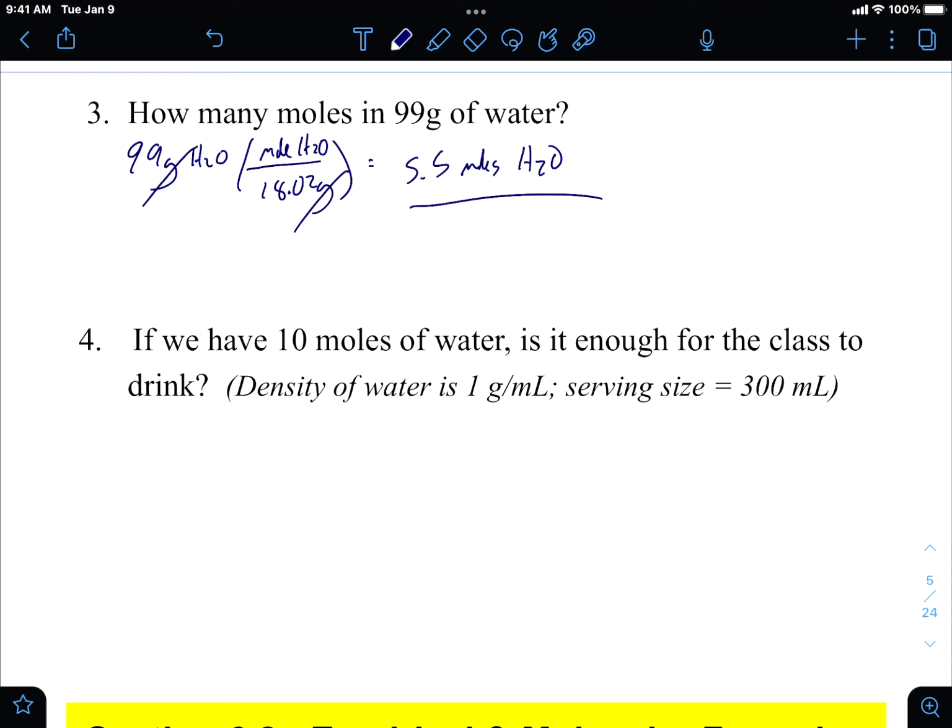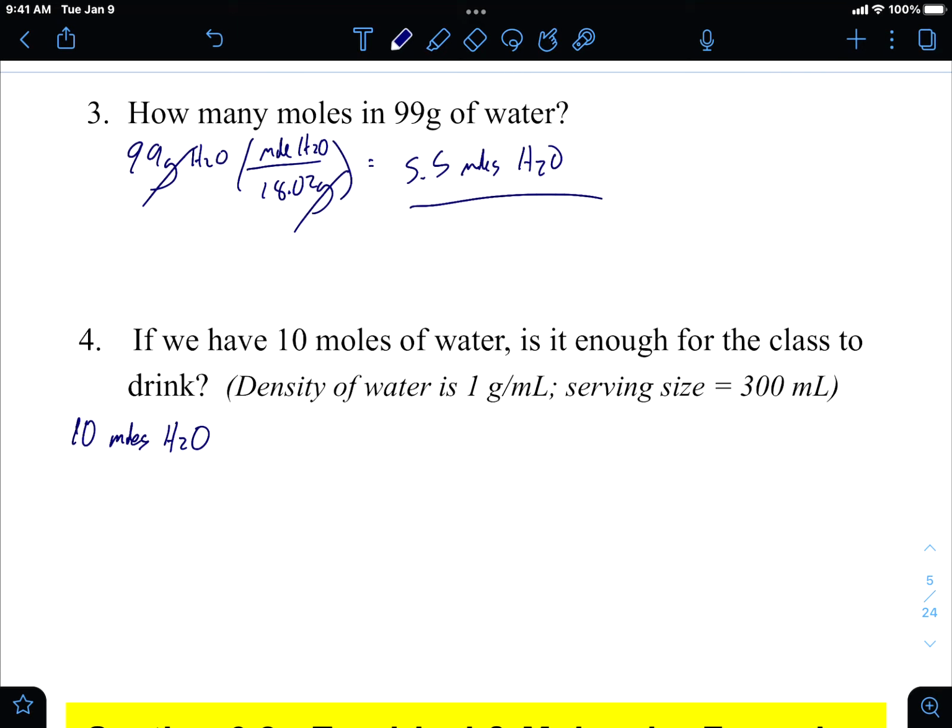Anyways, let's say we have 10 moles of water in those bottles. Is that enough? And we have some conversions given here, right? So 10 moles, they tell us the serving size is 300 milliliters. So eventually I need to convert this to servings and milliliters. They're giving me the density, but what is the first thing I should do? The density cannot be used right now because I don't have enough information. I don't have either the grams or the volume to use the density. So what could I do so that I could use it?